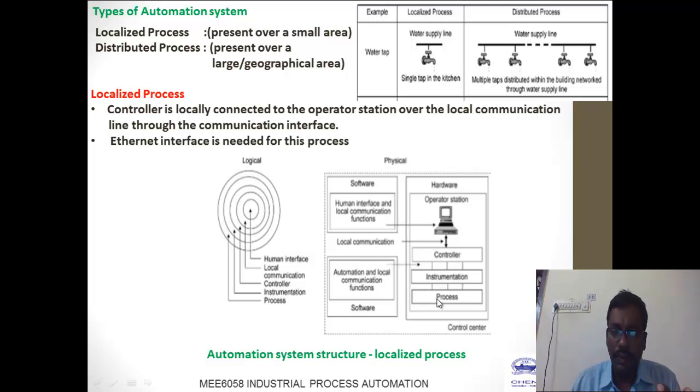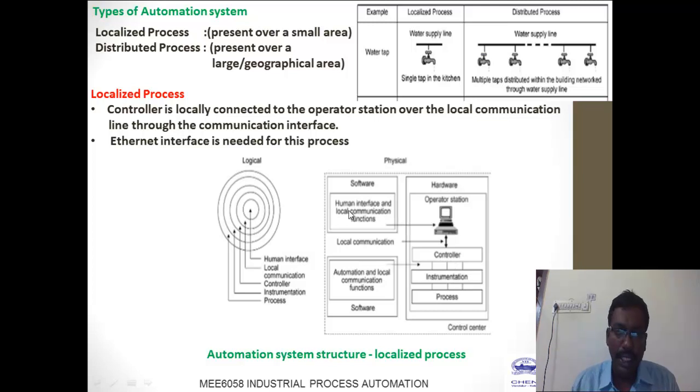If we take the process, whether a power plant or a paper industry, we are having a single process. The single process is connected to three or four sensors or actuators to monitor the process and transfer the data to the controller. For example, you can say three sensors and two actuators monitor the process and transfer the data observed from the process to the controller. The controller transfers data to the operator system. It deals only with a single process, that is, a localized process.